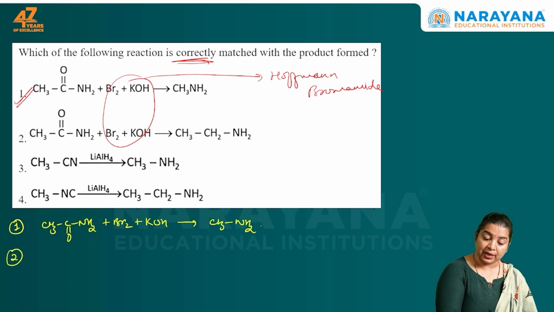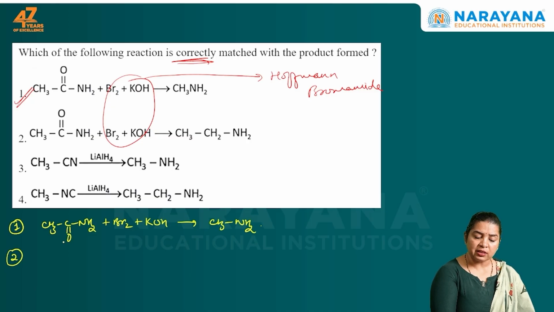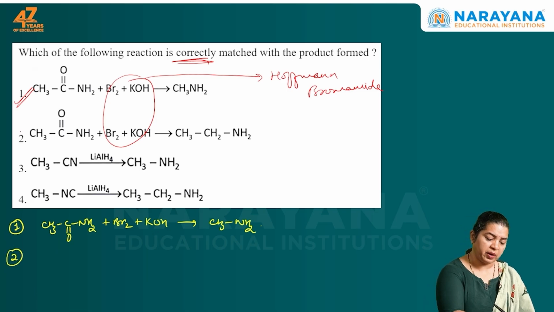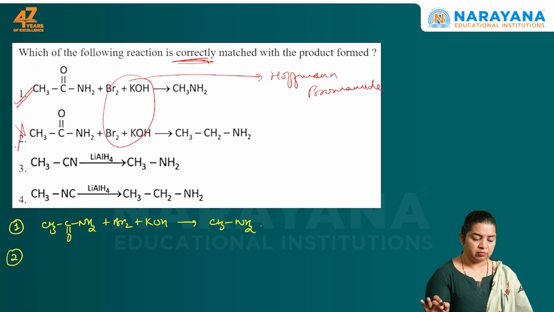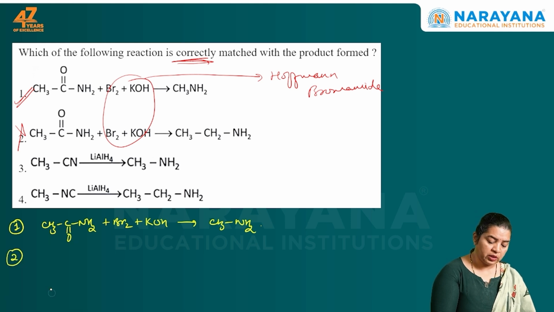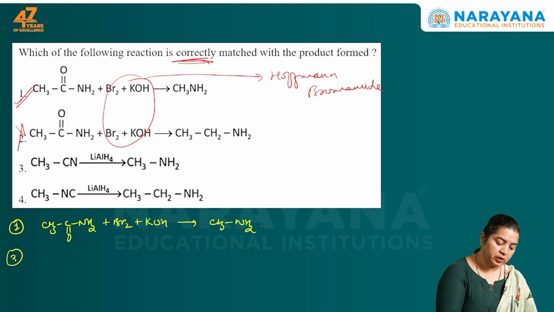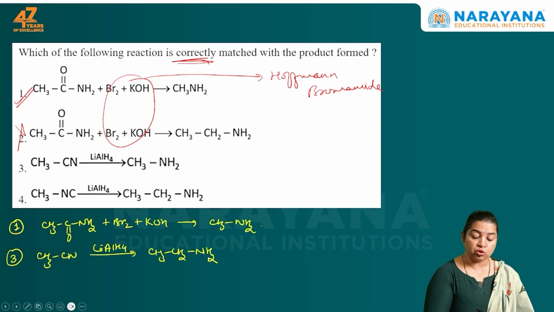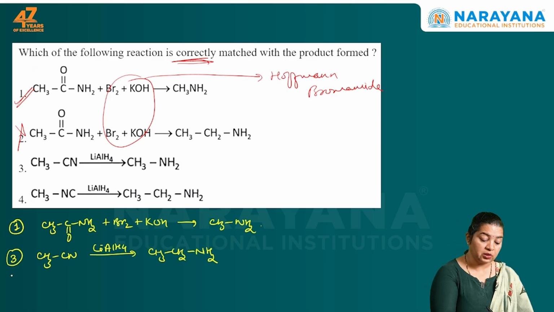Let us move to second, same reactant, but the product is not decreasing the carbon. That is not what Hoffmann bromamide will give. Second is wrong. Okay. So, moving to third, what could be the third one? Third is CH3CN and LiAlH4. So, it is CH3CH2NH2, but they are here increasing the carbon. This can't be the answer.